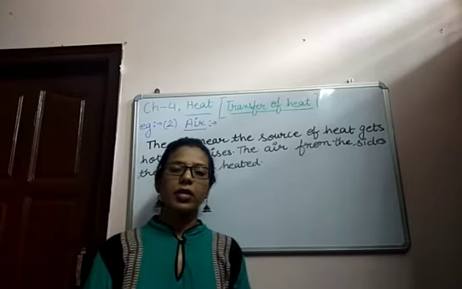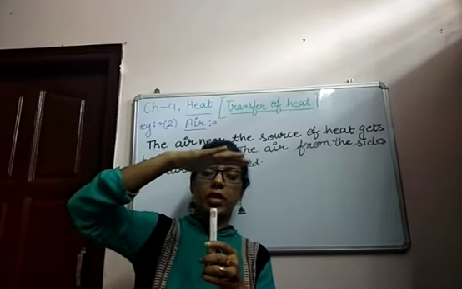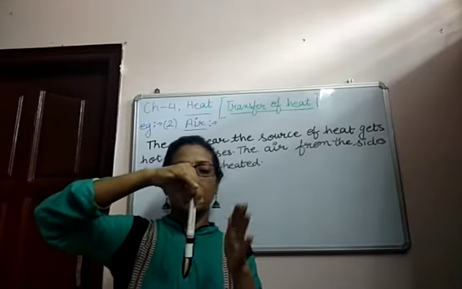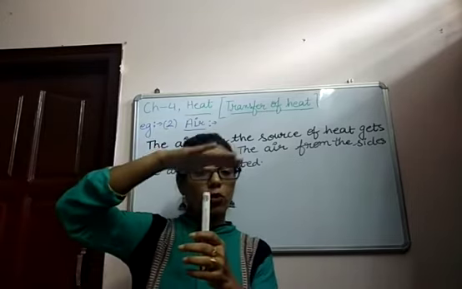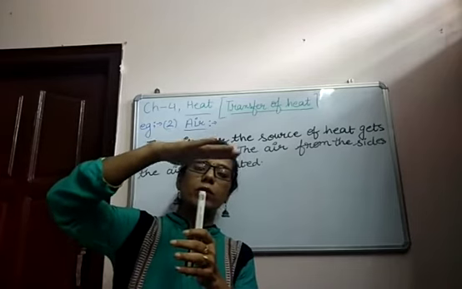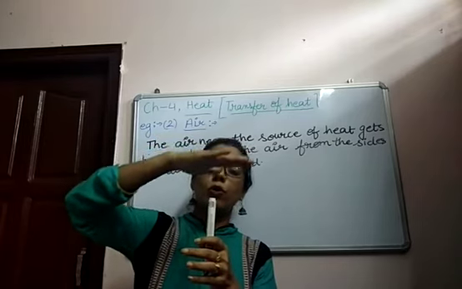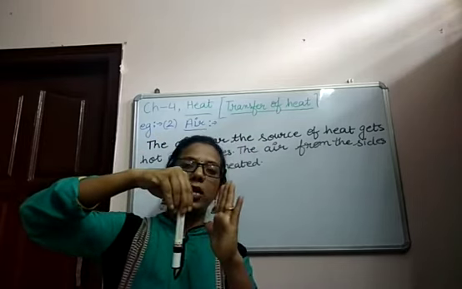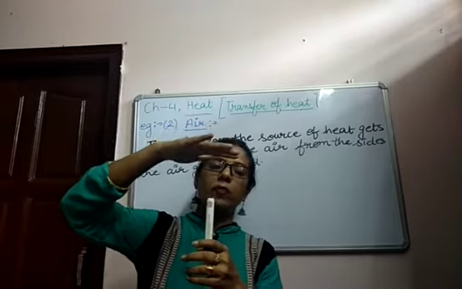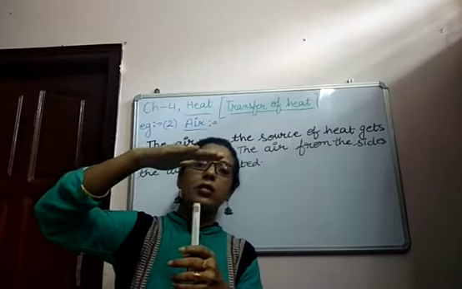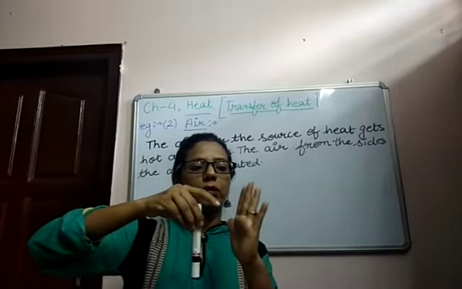To prove this, there is one activity. In this activity, we take a burning candle, and we place one hand above the candle and another hand at the side. Which hand feels more hot? After some time we will observe that the hand above the top of the candle feels more hot as compared to the hand at the side of the candle, because by the convection method the air above the candle flame becomes hot and rises upward. That's why this hand feels more hot as compared to the hand at the side.